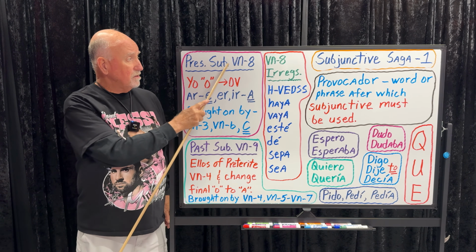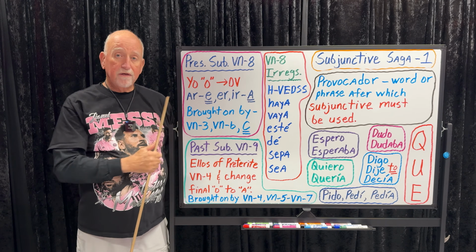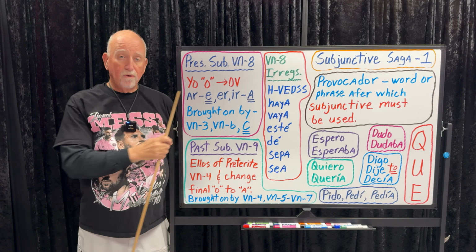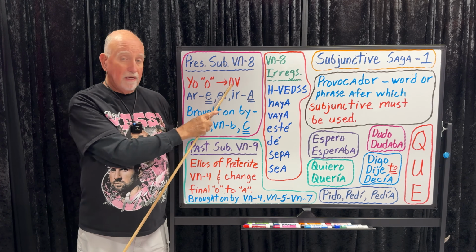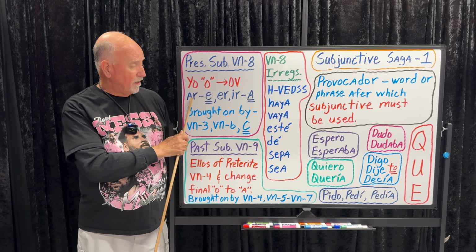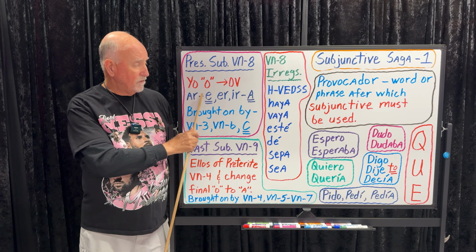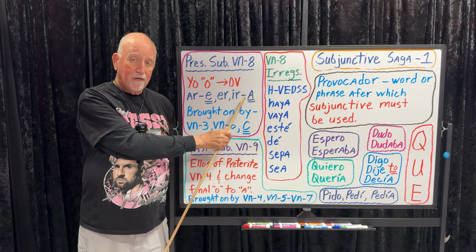The present subjunctive, verb number 8. How do you form it? You take the yo-o of the present tense and then change that final O to the OV, the opposite vowel. Opposite vowel for AR verbs is E, and opposite vowel for ER and IR verbs is the letter A.